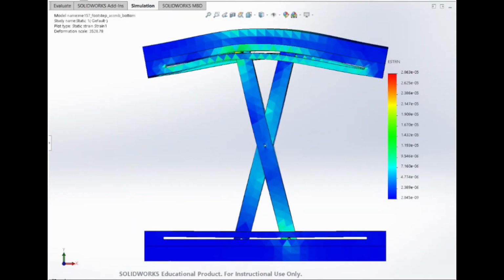The stress simulation exerted a 300-pound load that was uniformly distributed across the platform. Max stresses were experienced in the center of the platform with a value of about 1.2 times 10 to the 5, with the rest of the design experiencing minor stresses.